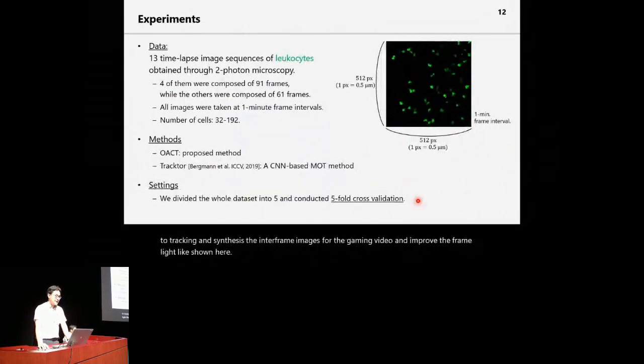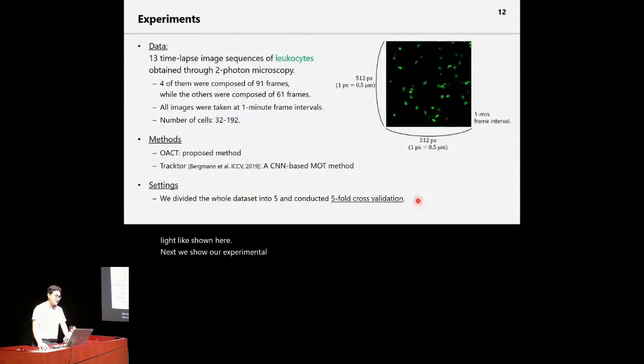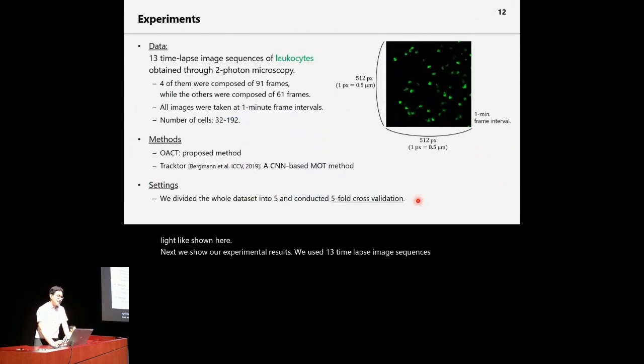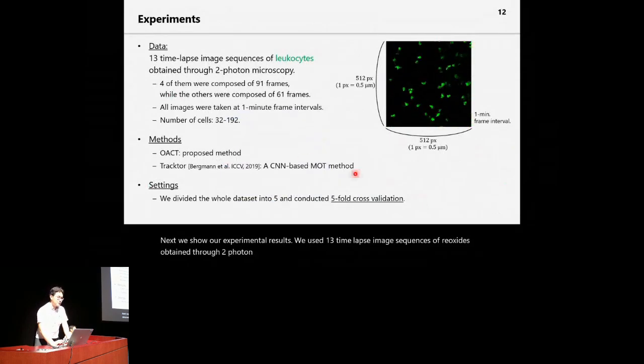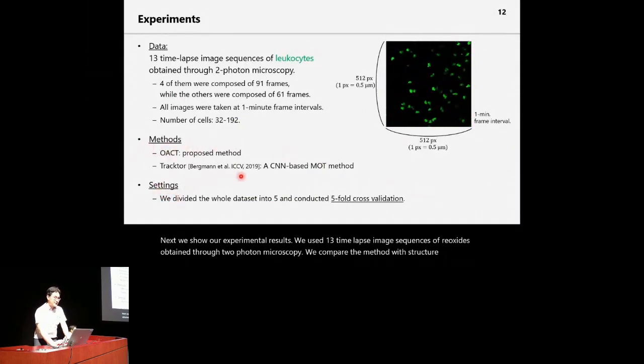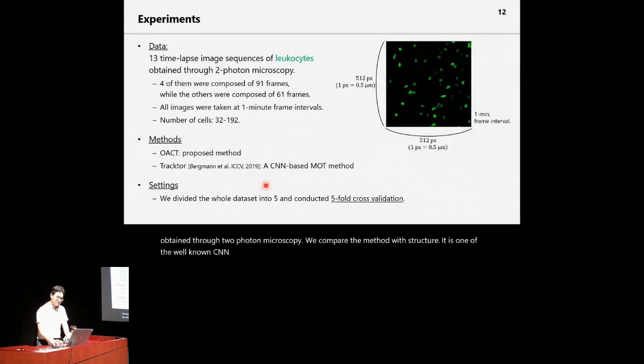Next, we show our experimental results. We used 13 time-lapse image sequences of leukocytes obtained through two-photon microscopy. We compared our method with Tractor. It is one of the well-known CNN-based MOT methods.